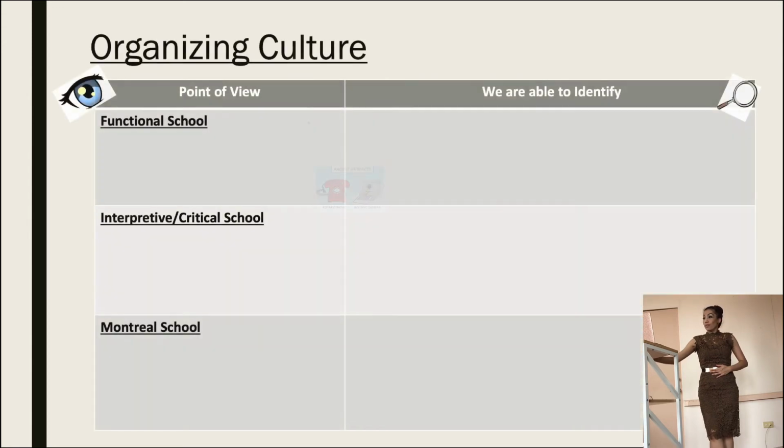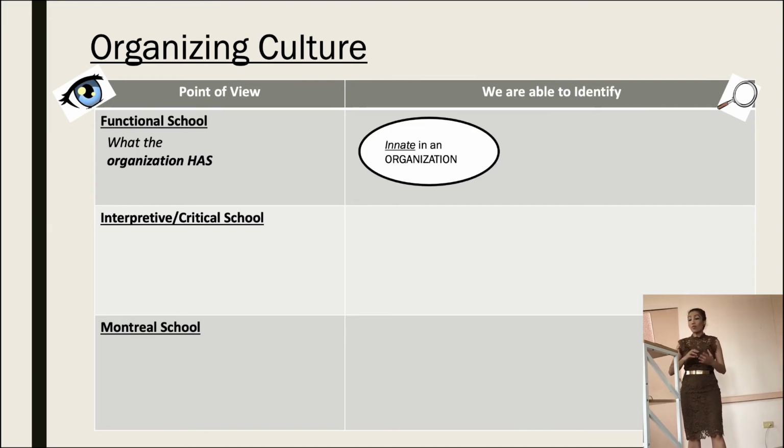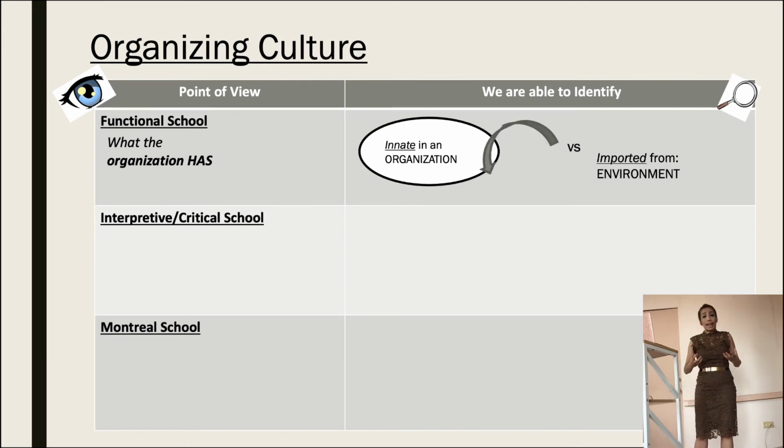Okay, so from the point of view of the functional school, it focuses on what the organization has. We are able to identify what is innate in an organization. For example, in my previous company, we had a culture of kindness. But for a performance evaluation, we had to borrow something from the environment, which was the kick, kiss, kick approach, which means we have to tell the person what is wrong, kiss the person again by saying, no, you can do it, and then kick the person again by saying, but you have to change what needs to be changed in order for you to remain in the organization.